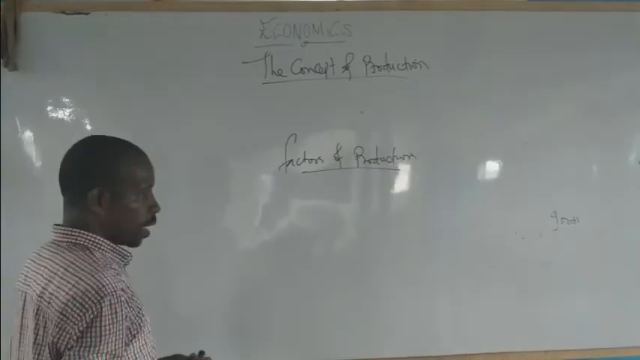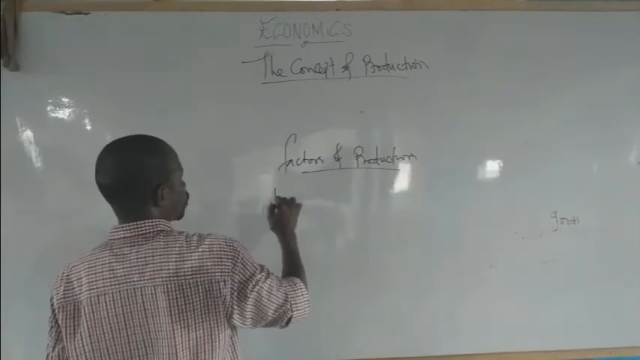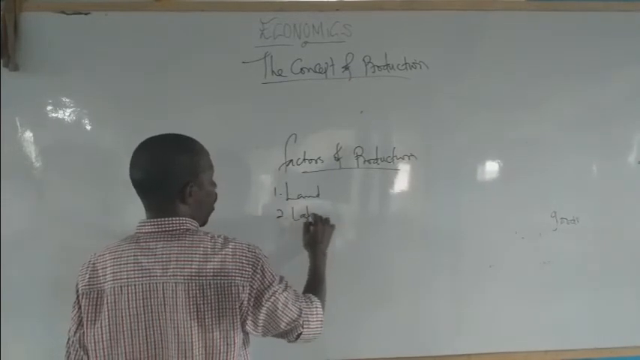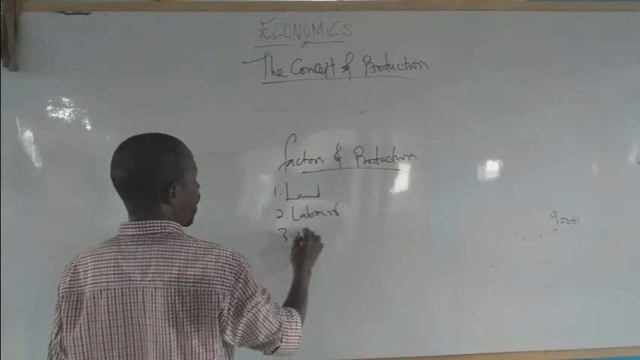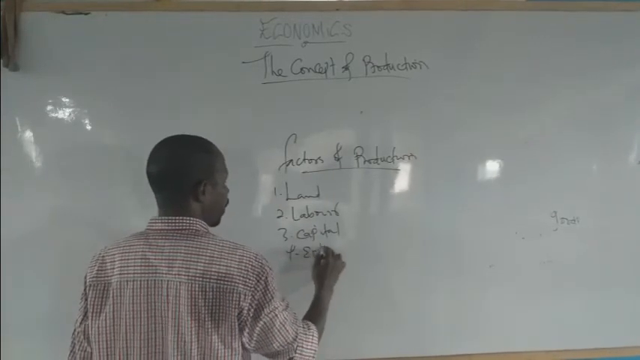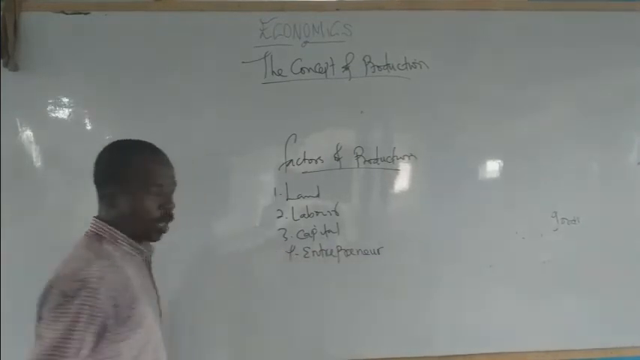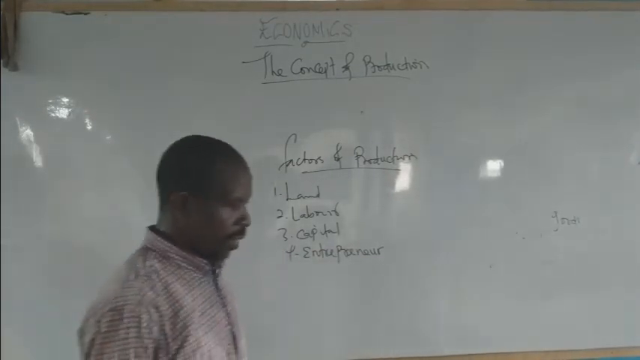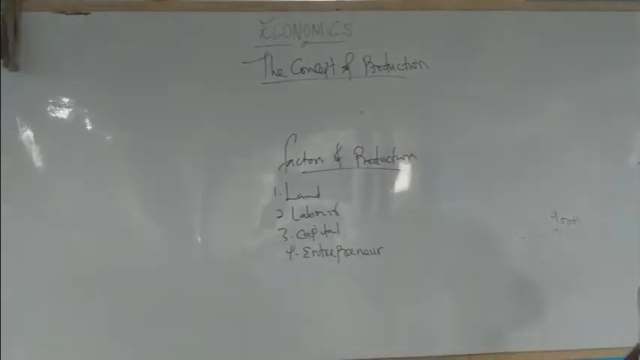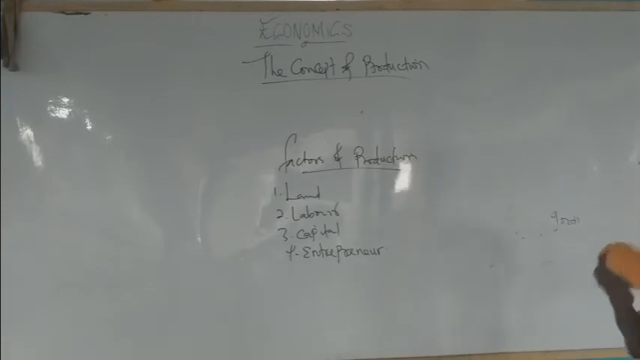Factors of production. The factors of production is divided into: one, we have land; two, we have labor; three, we have capital; four, we have entrepreneur. Trust me, I believe these factors written on the board are not something that are new to us. Land, labor, capital, and entrepreneur.